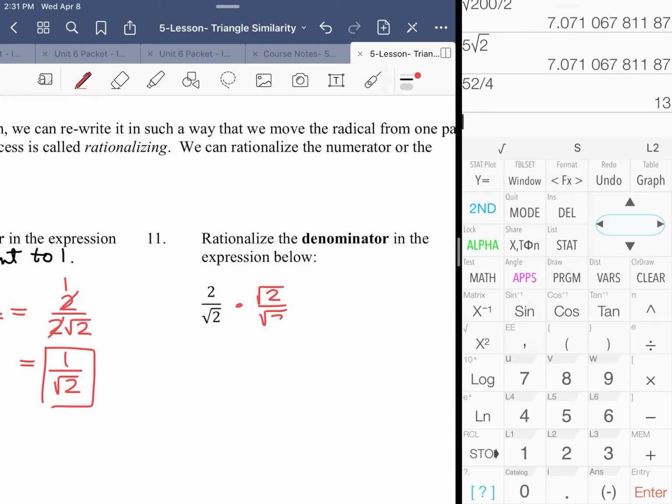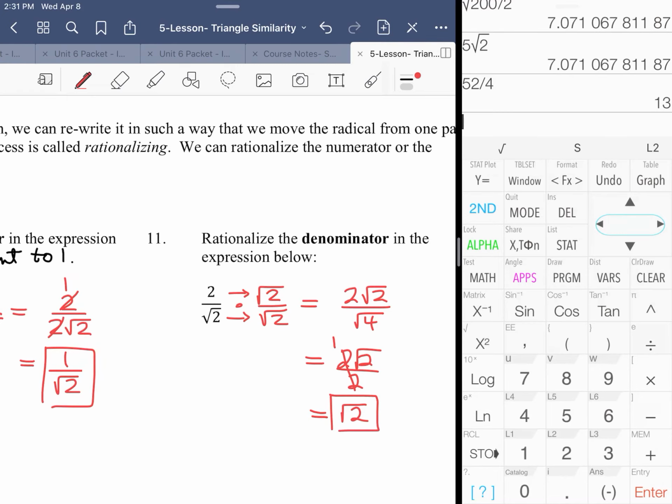So multiply top and bottom by radical 2. Multiply the tops. 2 times radical 2 is 2 radical 2. Radical 2 times radical 2 is radical 4. You could skip that step because radical 4 is 2. So there's a lot of stuff here that you can kind of get away with doing in your head. The result here is just going to be radical 2.